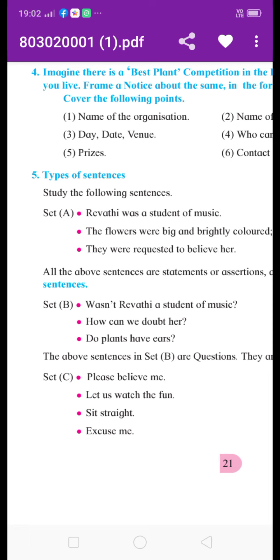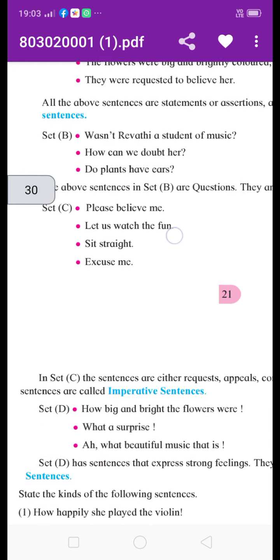Already we had learned this, when I taught the basic concepts of grammar. There are 4 types of sentences: statement, interrogative, imperative and exclamatory. These are the types of sentence. Now here are given some examples of these 4 types, that you have to find.